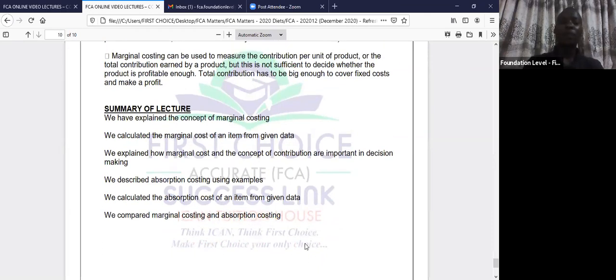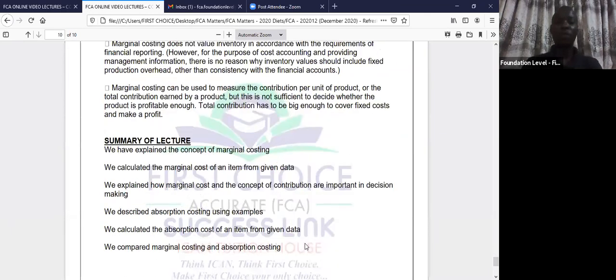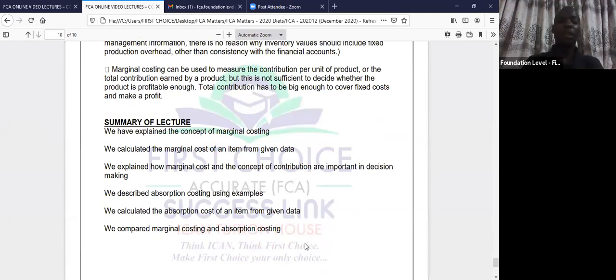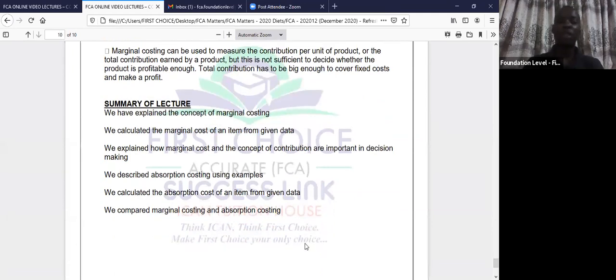Please go through this lecture again. If you have any question, feel free to ask me. Please also go through past questions to see questions you can solve that relate to absorption costing and marginal costing.